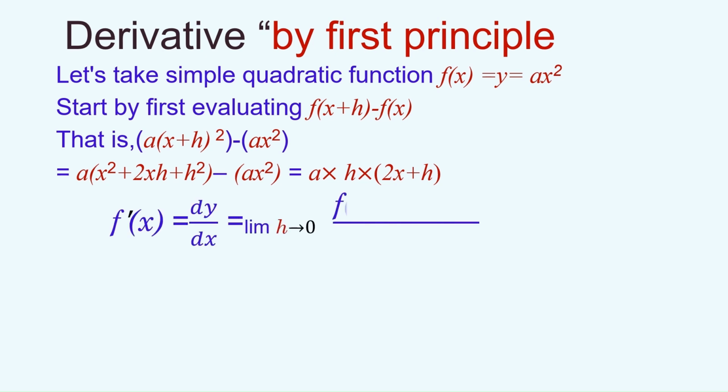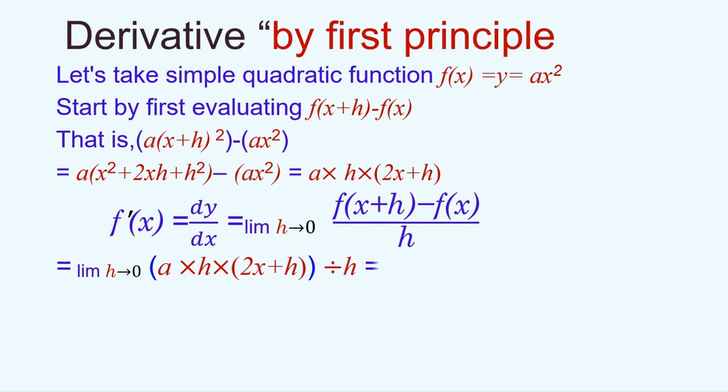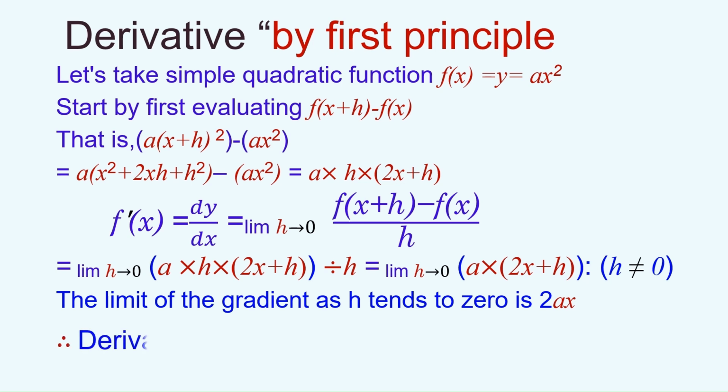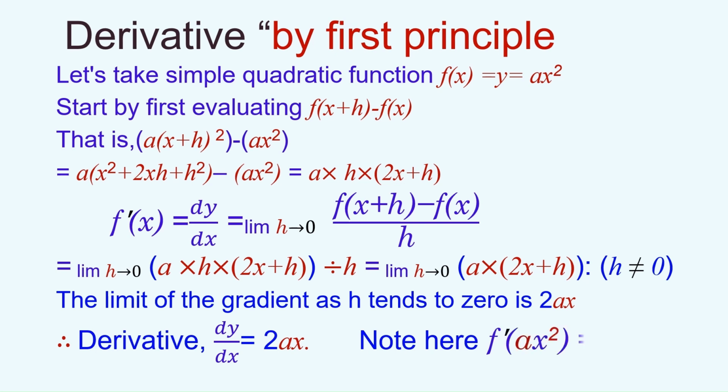f'(x) = dy/dx = limit h tends to 0, [f(x + h) - f(x)] divided by h equals limit h tends to 0, a times h times (2x + h) divided by h equals limit h tends to 0, a times (2x + h), h not equal to 0. The limit of the gradient as h tends to 0 is 2x. Therefore the derivative dy/dx equals 2ax. Note here f'(ax squared) equals a times f'(x squared).